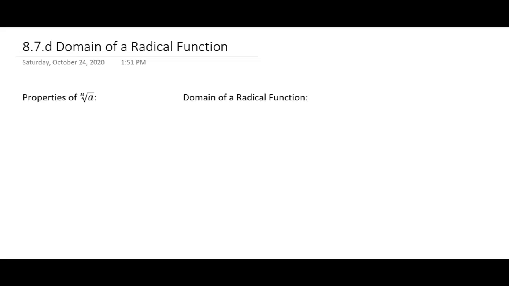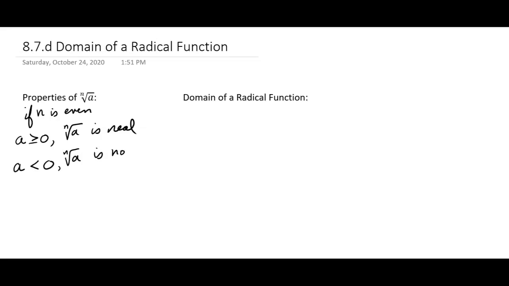So back to properties of the nth root of a. If n is even, so if you have an even index, then if a is greater than or equal to 0, the nth root of a is a real number. And that's okay. But if n is even and a is less than 0, meaning it's negative, then the nth root of a is not real.